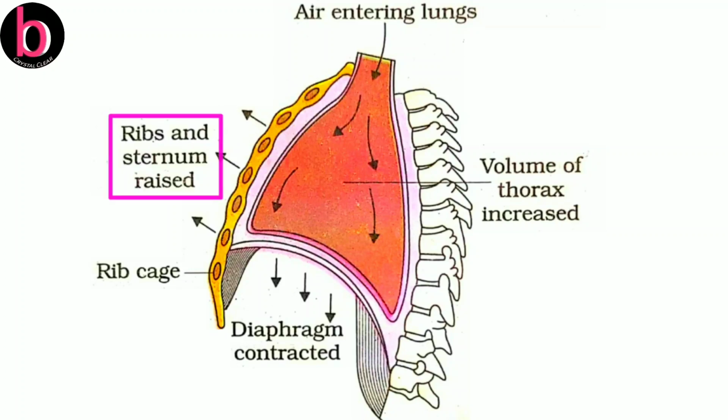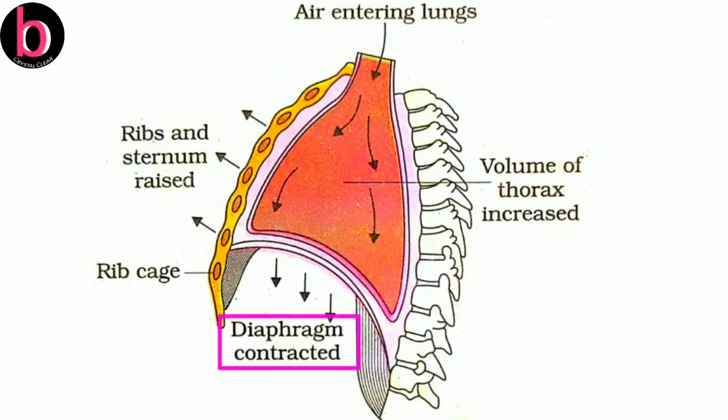Now what you can see is that there will be outward and upward movement of the ribs as well as the sternum, while there is downward movement of the diaphragm. This is just because of contraction in both. Contraction in the external intercostal muscles causes uplifting and outward movement of the ribs and sternum. So there will be a change in the dorsoventral surface of the lungs or thoracic cavity.